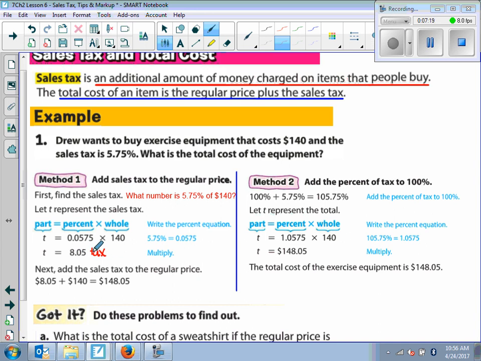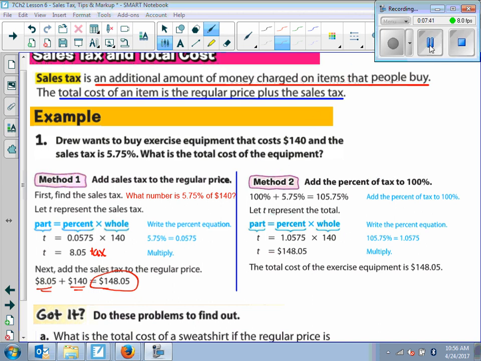So the second step in method 1 is to add the tax to the original amount so that you can get the total cost of the equipment. Now, method 2 is to add the percent of the tax to 100% of the equipment.